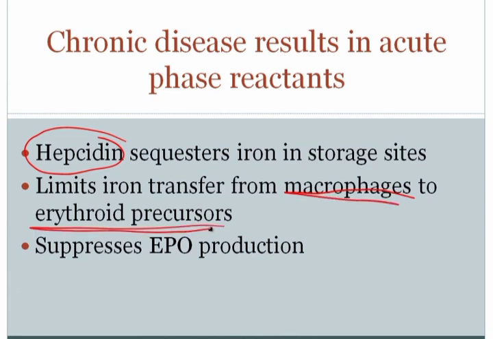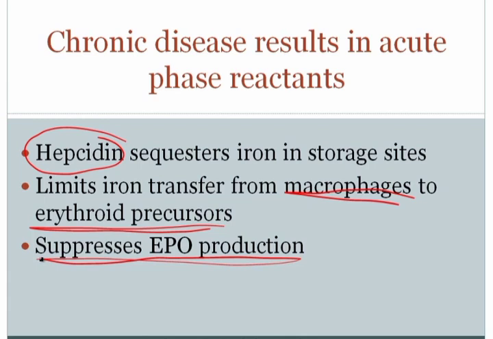And if the erythroid precursors don't have access to iron, they're going to have difficulty producing heme. And again, if heme is low, then hemoglobin will be low, and if hemoglobin is low, that's going to result in a microcytic anemia. So that's one consequence of hepcidin. The second consequence of hepcidin is that it can suppress erythropoietin production as well. And again, if you suppress erythropoietin production, that's going to decrease the drive on the bone marrow to actually produce more cells.